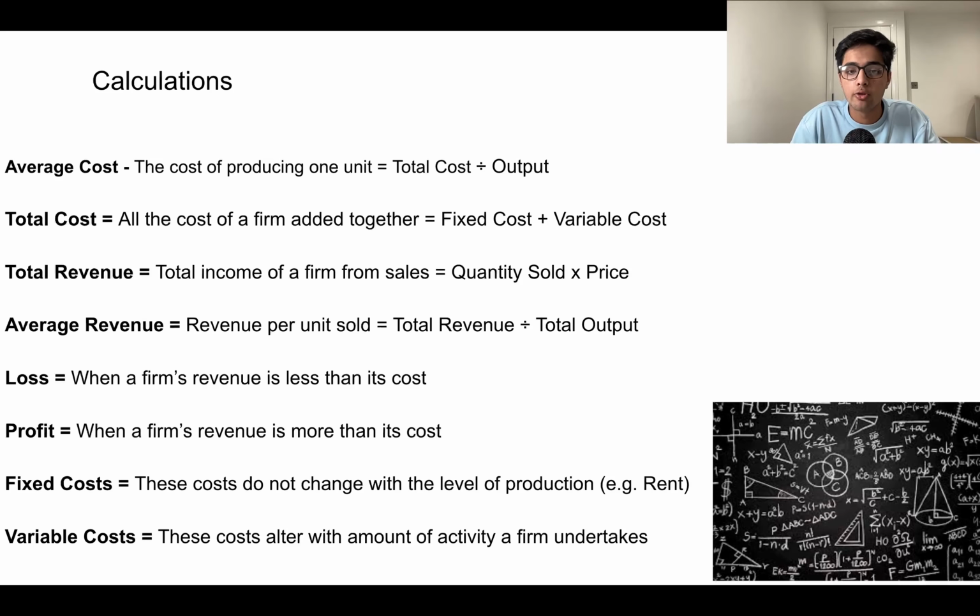Fixed costs do not change with the level of production. For example, rent. Whether you produce 1 million products in a month or 0, your rent will be the same. However, variable costs alter with the amount of activity a firm undertakes. For example, the raw material or packaging ordered for each product.